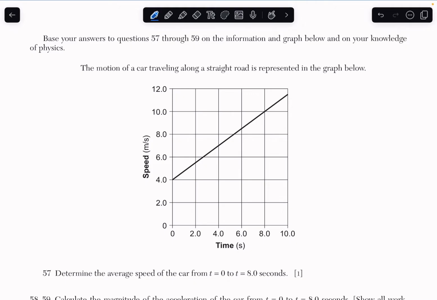Base your answers to questions 57 through 59 on the information and graph below and on your knowledge of physics. The motion of a car traveling along a straight road is represented in the diagram below. Determine the average speed of the car from time equals 0 to time equals 8 seconds.